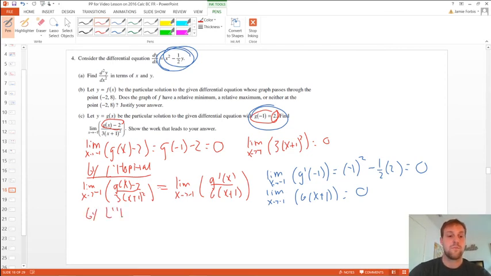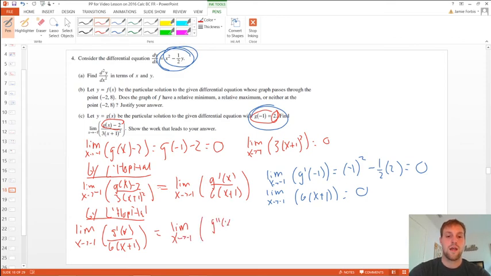So now what I have is, by L'Hopital, the limit as x approaches -1 of g prime of x over 6 times (3x plus 1) is going to be equal, and I can do the derivative again, to the limit as x approaches -1 of g double prime, the derivative of g prime, over the derivative of the bottom, which is just going to be 18.